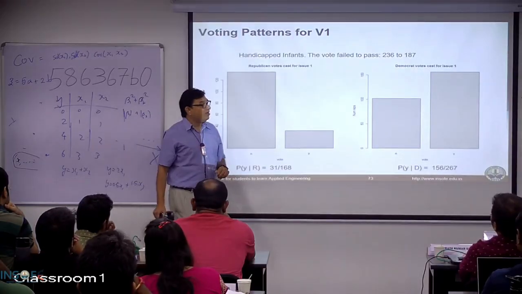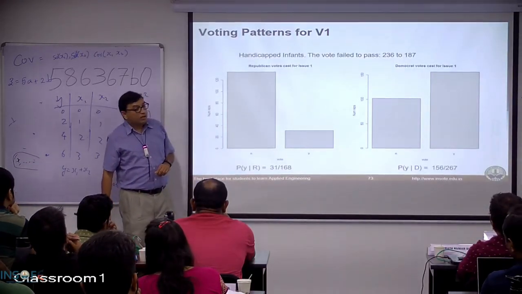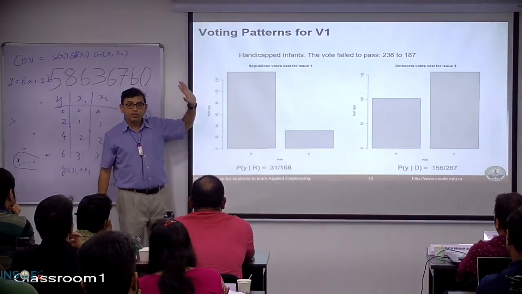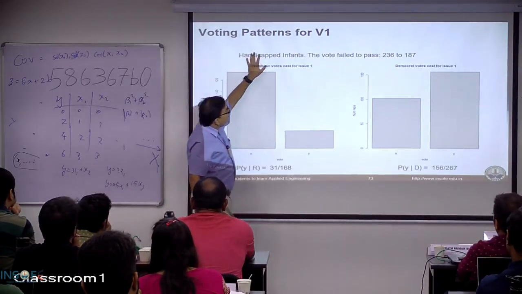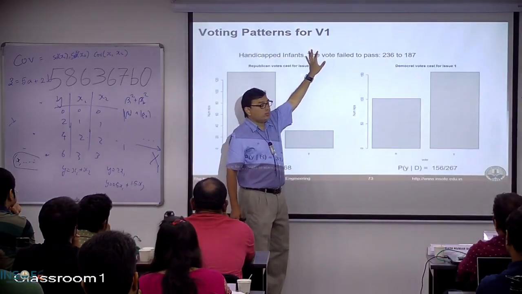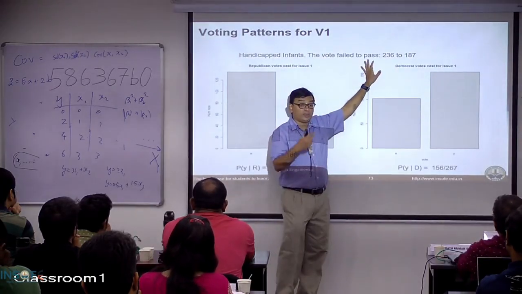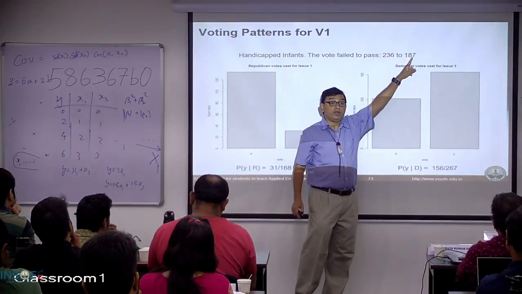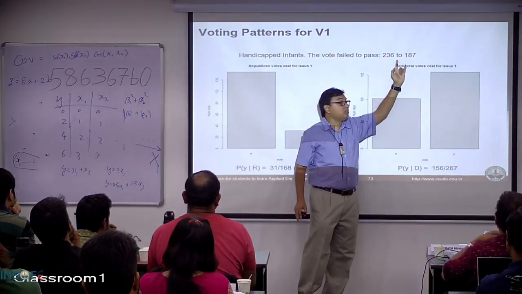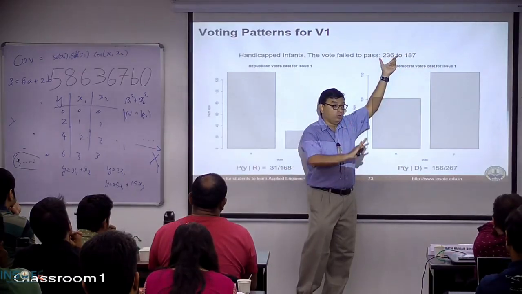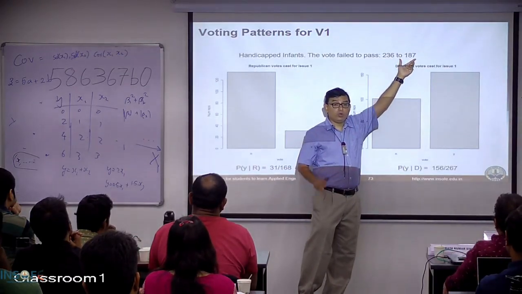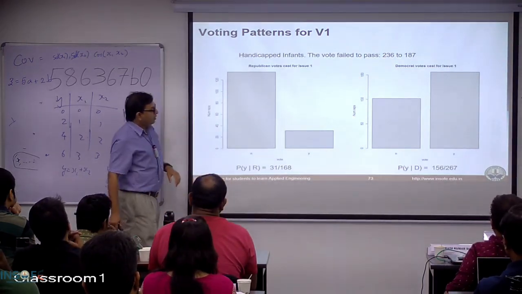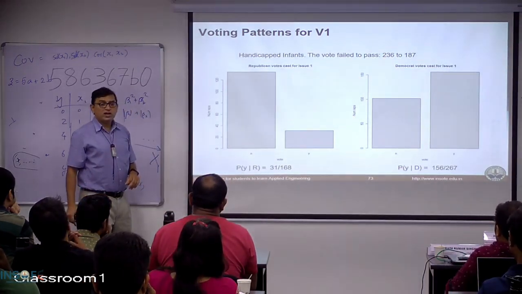So what I have here is the votes for the first issue. Overall, that handicapped infants issue, that vote failed to pass, with 236 to 187. 236 people voted no and 187 people voted yes. It failed to pass. Now, let's look at how exactly this vote happened.